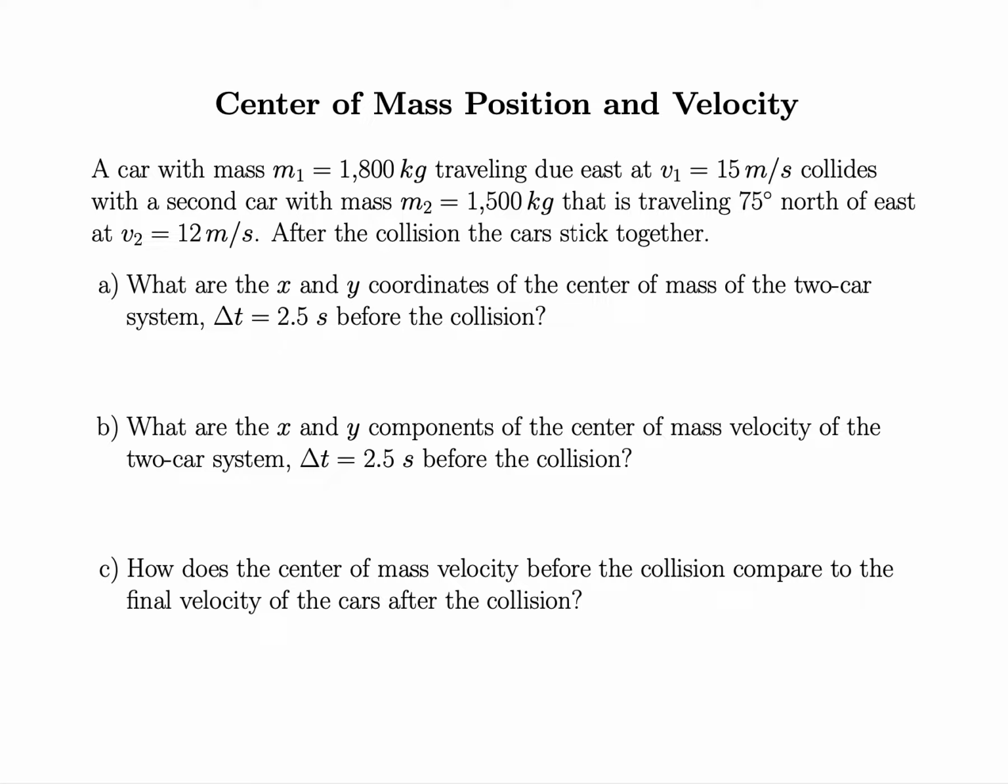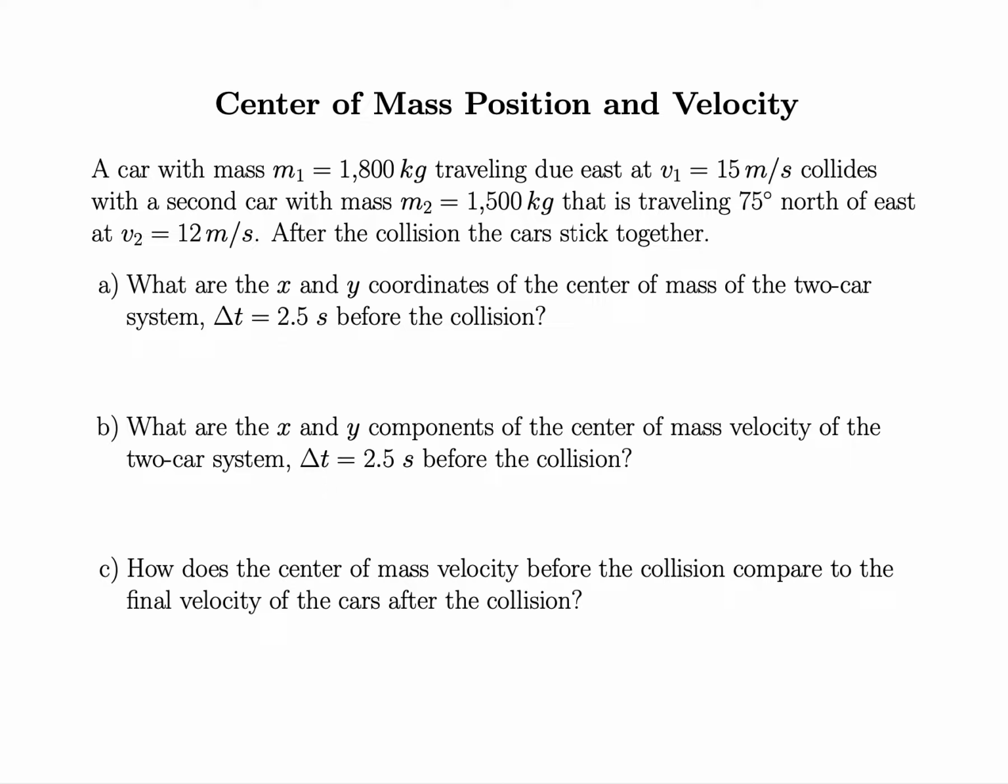In that problem, we imagined two cars colliding inelastically. One car was 1,800 kilograms traveling due east at 15 meters per second, and the other car was 1,500 kilograms and it was traveling 75 degrees north of east at 12 meters per second. In the previous video, we were able to calculate the velocity of the cars after they stuck together and moved away from the collision, and a number of other things.